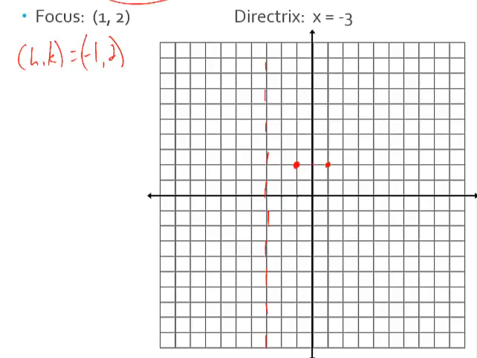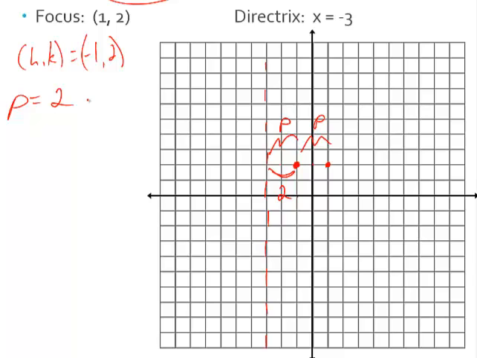Now it's asking us to find the equation. For the equation, you need to find your (h, k) as well as p. So p, h, and k are needed for your equation of a parabola. Now since p is your distance from your directrix to your vertex and your vertex to your focus, that distance is just 2. So p would equal 2.